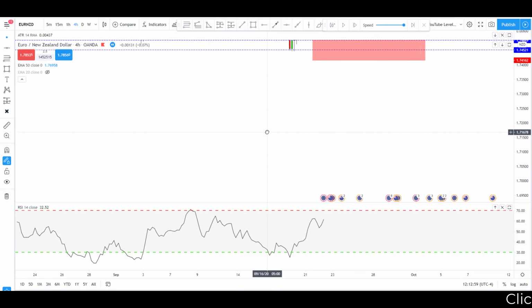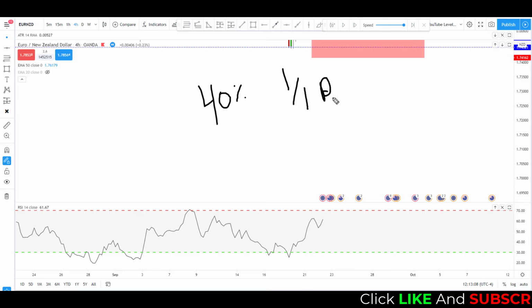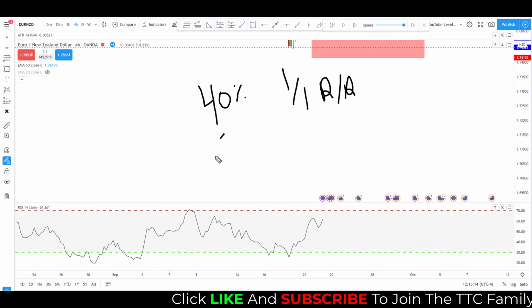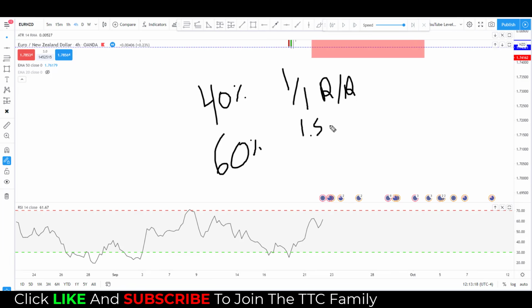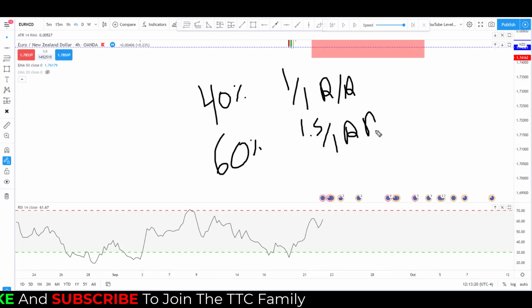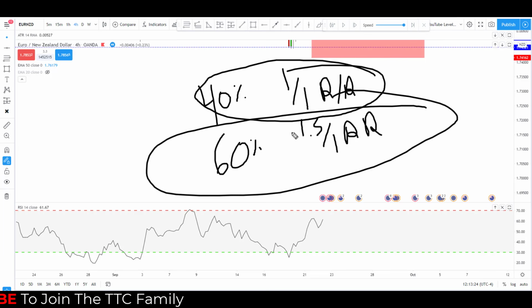If you were to ask me what my winning percentage and risk reward was before understanding this concept, it was about a 40% winning percentage with a 1-to-1 risk reward. If you were to ask me after understanding these key levels, it jumped to about a 60% winning percentage with a 1.5-to-1 risk reward. This is a recipe for disaster. This is a recipe for success.